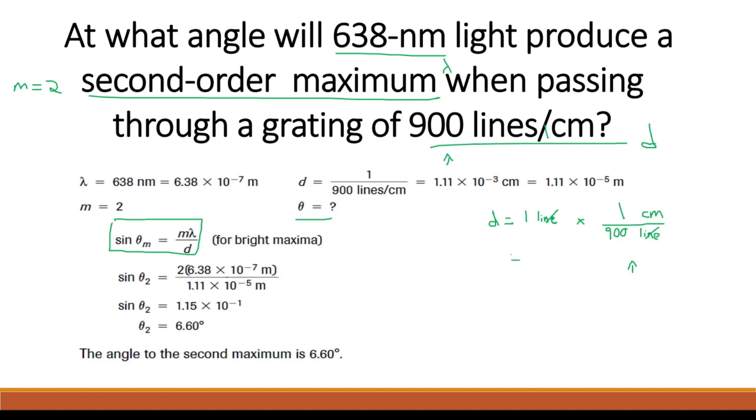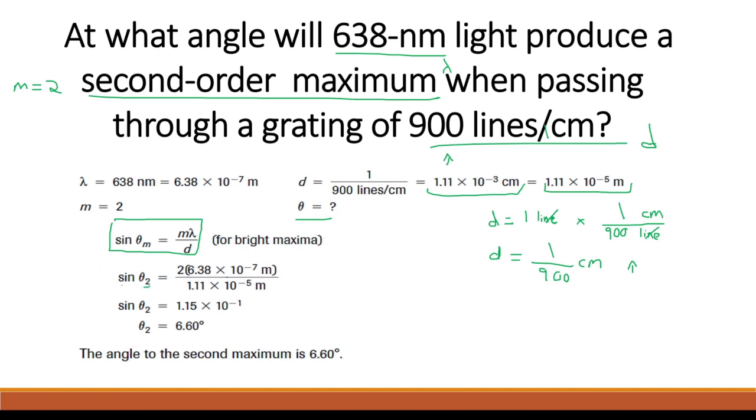We multiply like this, and we're left with 1 over 900 centimeters, which works out to be this, and we put it into meters with this value. So that's how we get our d. And now we have everything, so we plug everything in.